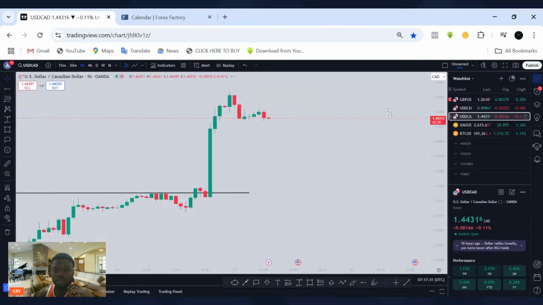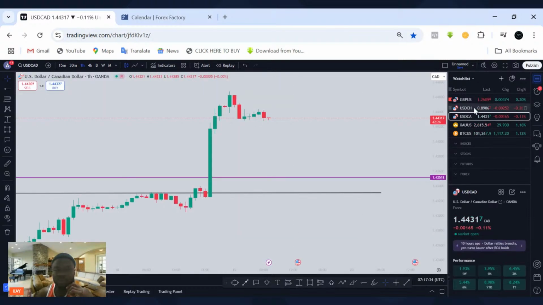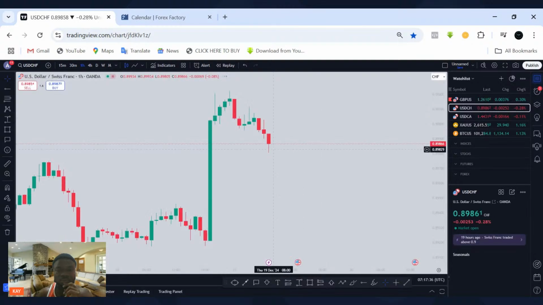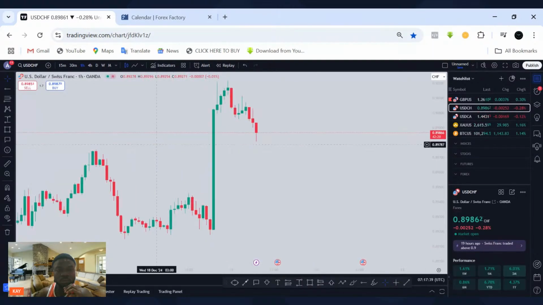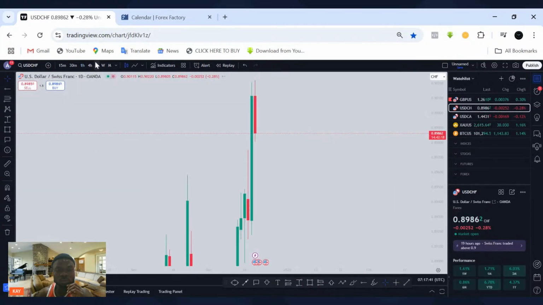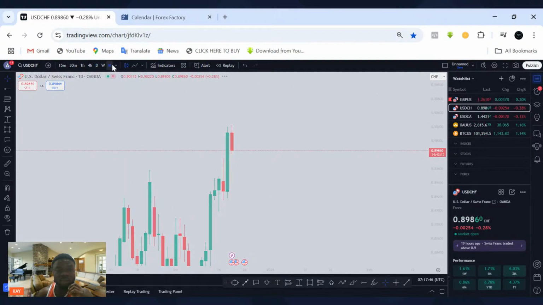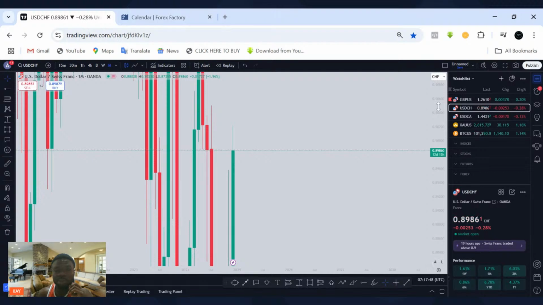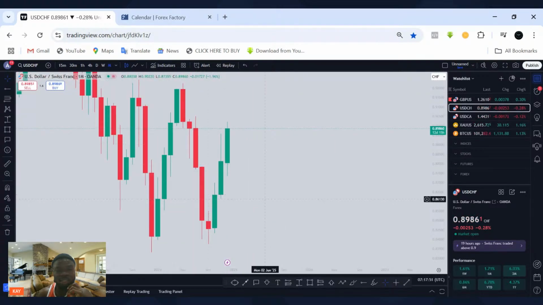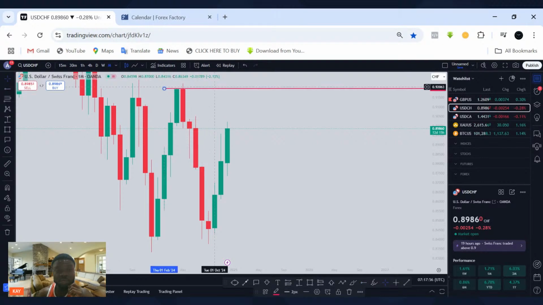So let's check out USDCHF and see. With USDCHF, this was also another pair that I was thinking maybe I would have traded today. On the monthly time frame, we had this resistance over here. We have this resistance here at the monthly time frame.